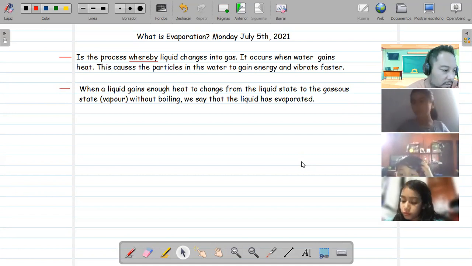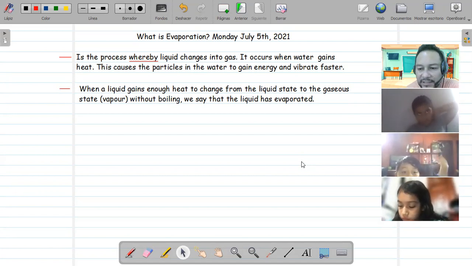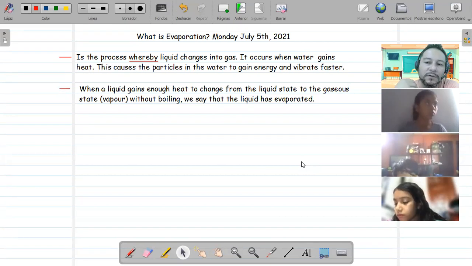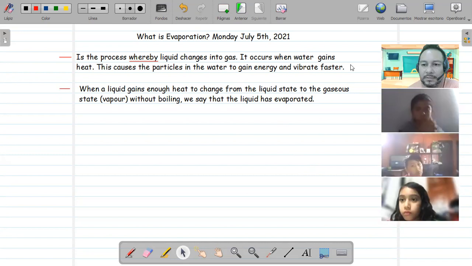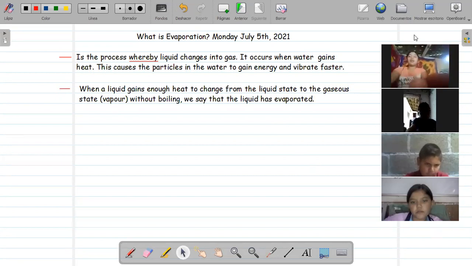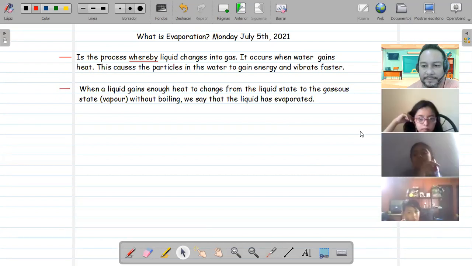Okay, evaporation. The evaporation can take place in different times or environments. For example, if you spray your body with a perfume, automatically you are going to see the perfume there on your body, or it disappears. What do you think? It disappears, right?